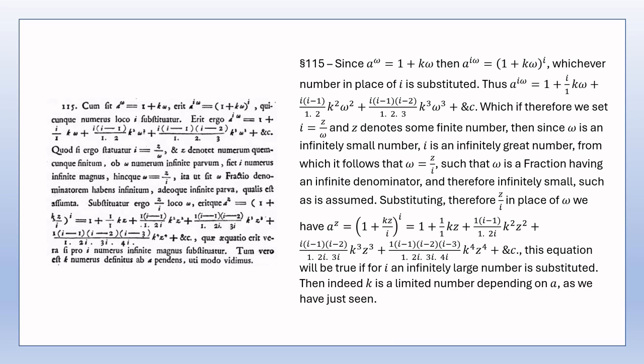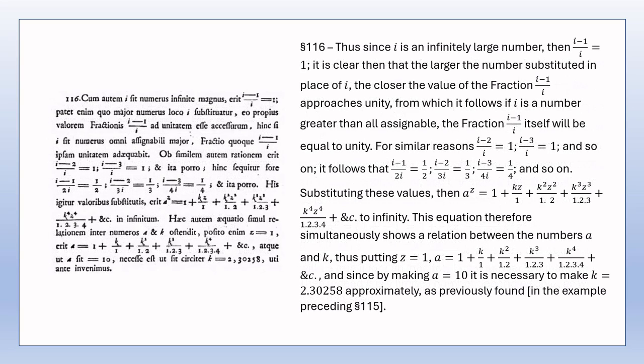This is very close, in my opinion, to the modern conception of limits. However, Euler does take some steps without justification that from a modern perspective would really require a bit more careful consideration. Therefore, as we see in section 116, Euler takes the expansion for a^z, found in section 115, and allows i to be literally infinite, and derives an expression in the form of an infinite series for a^z.